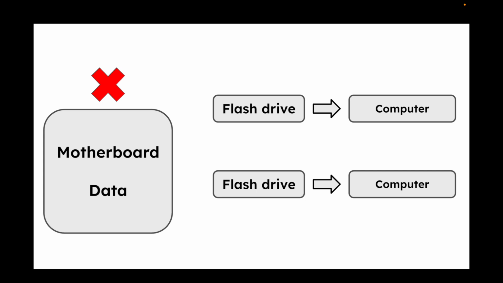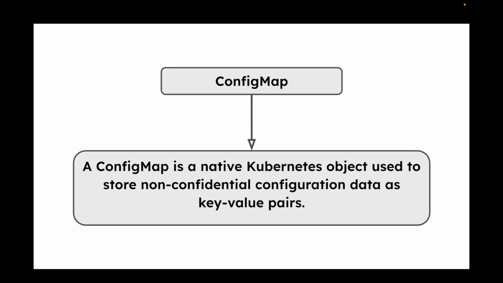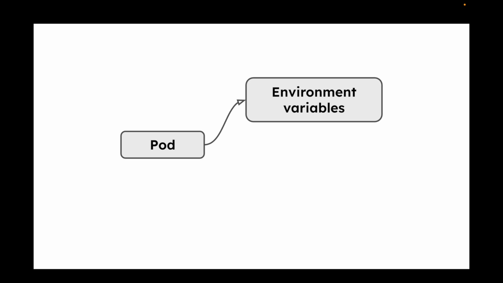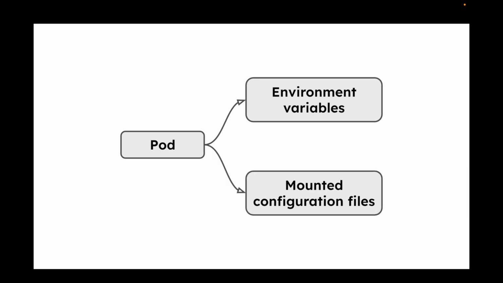So what exactly is a ConfigMap? A ConfigMap is a native Kubernetes object used to store non-confidential configuration data as key value pairs. Once you create this ConfigMap, your pods can consume it in two primary ways. One is as environment variables, the other as mounted configuration files.